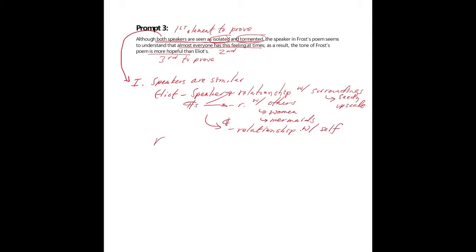Then we're going to have to look at Frost and try to do something similar. Because if we're comparing and contrasting, we have to look at similar things. So again, you should look at surroundings. You should look at others. We have the Watchmen. And we should look at self. And again, these could be separate paragraphs, and there might be kind of subcategories, all right?